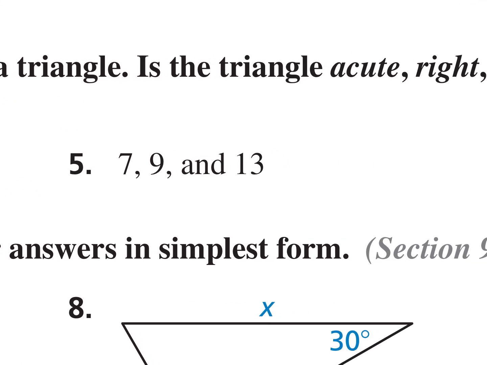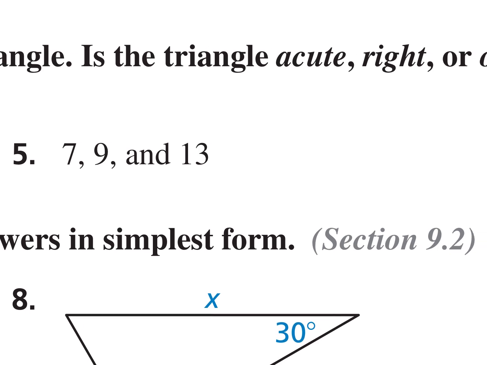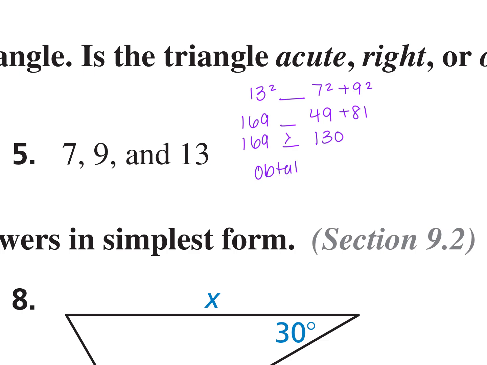All right, looking at the next one, 13 is my larger number. That is my hypotenuse. So I'm going to have 13 squared with a blank, 7 squared plus 9 squared. 13 squared is 169. 7 squared is 49 plus 81. I have 169. This is going to be 130. My hypotenuse is greater than the other two sides. So this is obtuse. Okay, please keep in mind that I do put my hypotenuse first.